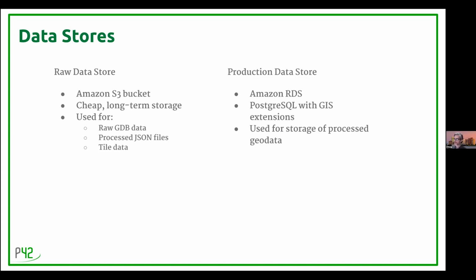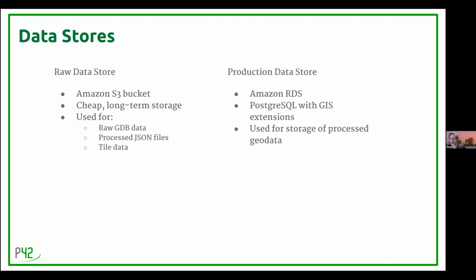The production data store uses Amazon RDS, which is a way to get a relational database server without having to maintain the relational database server. It's an excellent tool. For our database engine, we chose PostgreSQL with GIS extensions to support the geodata that we knew we were going to get, and it is the tool that stores our processed geodata.